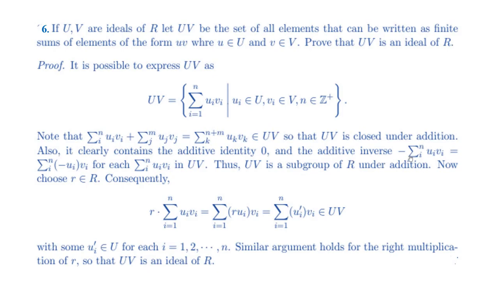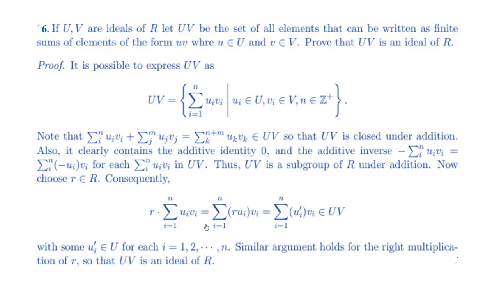And next is minus. If we consider x to be this, then minus of x will be this. And that minus sign can be absorbed with Ui, so that it can be clubbed with this. So you have minus Ui, Vi, and capital U being an ideal, this will be present in capital U. So we have this to be present in UV. So we have this UV to be a subgroup of R under addition.